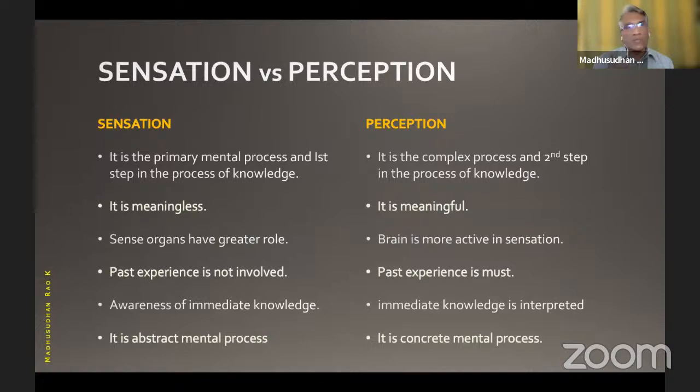Now, this is an important thing you may get as a question in your exam too. So, differentiation between sensation and perception. Just go through them because we'll be running short of time, so I have to rush. Sensation is the primary mental process, the first step in processing knowledge. Perception is a complex process, the second step in the process of knowledge.